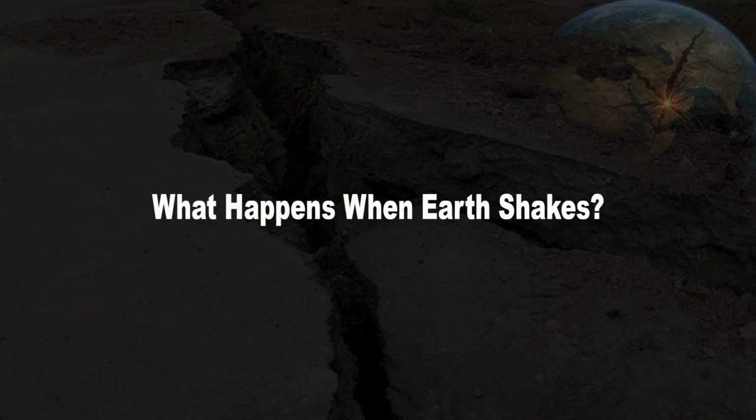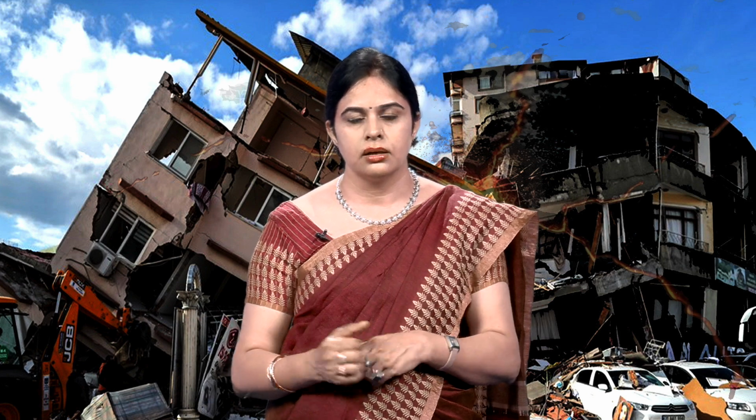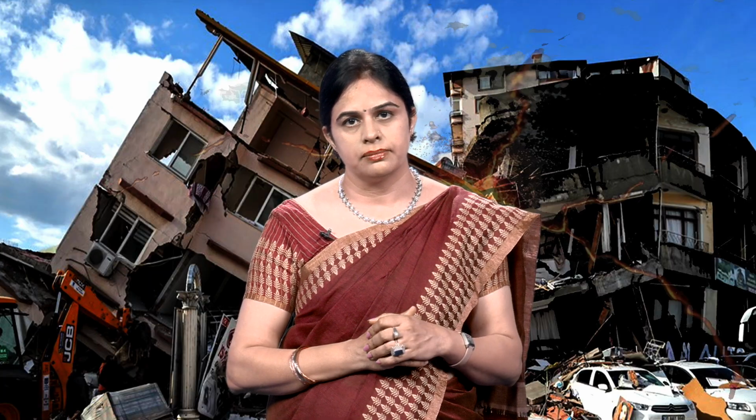Now, what happens when the earth shakes? The first one is immediate danger, ground shaking. Buildings sway like trees in a storm. Weak structures collapse. In cities, what happens? Bridges crack, roads buckle. For example, in the 2015 Nepal quake, this damaged Kathmandu's historic temples.